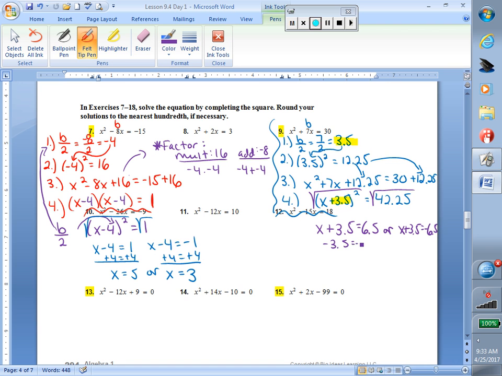Subtract 3 1/2 from both sides. X equals positive 3 1/2, or x equals negative 10. Those would be our two solutions.